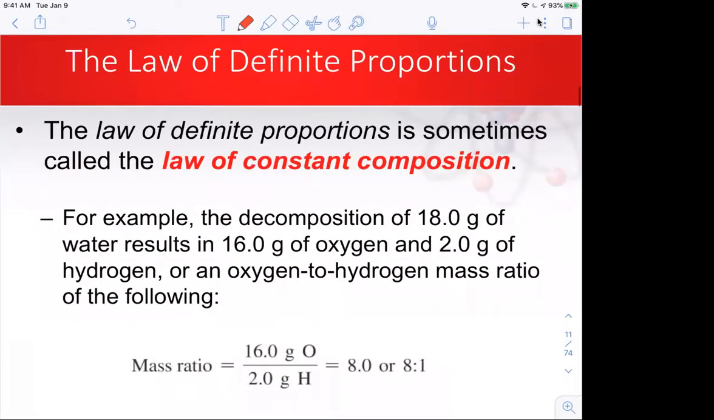This is sometimes stated as the law of constant composition. So sometimes you might look at it this way. If I decompose 18 grams of water, what I'll get is 16 grams of oxygen and 2 grams of hydrogen. And I can look at that oxygen to hydrogen mass ratio. I take the grams of oxygen to the grams of hydrogen, and what I get is an 8-to-1 ratio between the oxygen and the hydrogen.